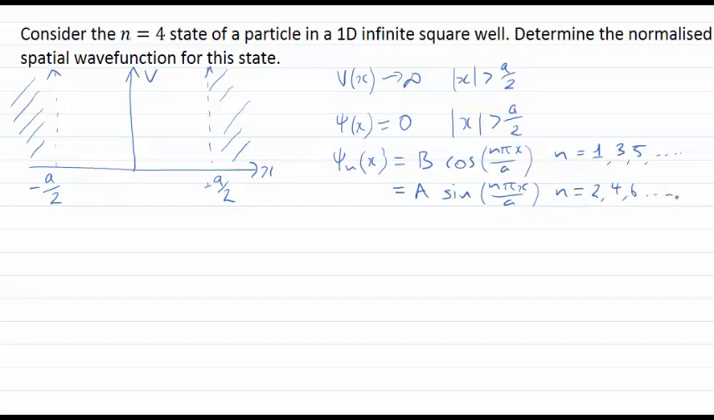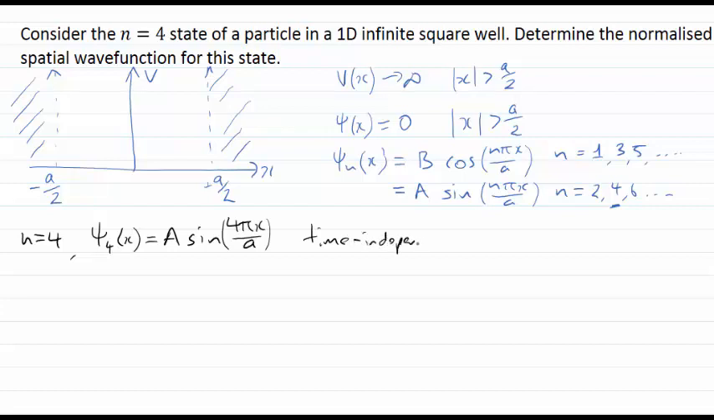And so this question is asking us about the n equals 4 state. So for that n equals 4 state, we can say straight away that our wave function is going to look something like some number, capital A, multiplied by the sine of 4 pi x divided by small a. And importantly, this part of the wave function is time independent.